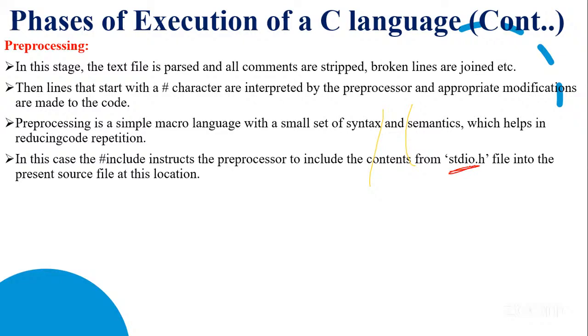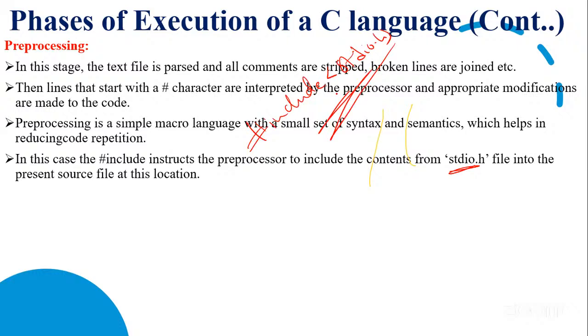This is an important one. stdio.h is something you see in every C program. If you see something .h, that means it is a header file. That header file will have some instructions in it. In every C program, we start with hash include stdio.h. This should be there in every C program.